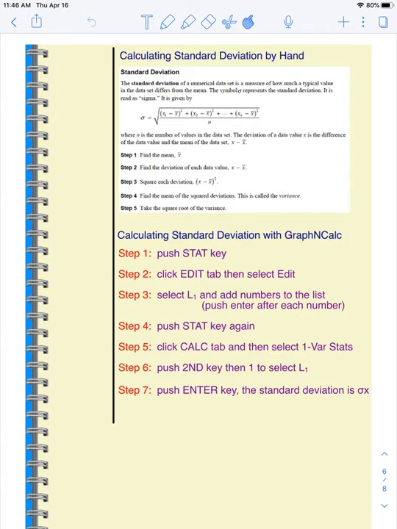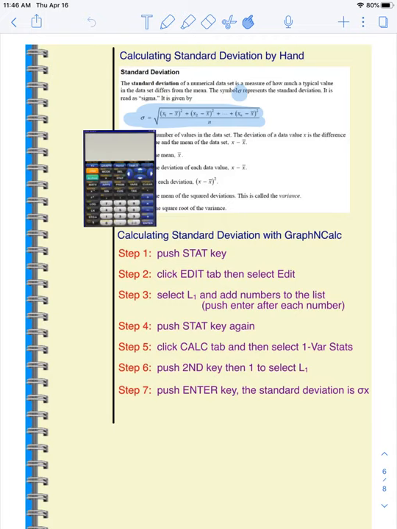This is going to be shown by this symbol in Graph and Calc, and you can use this fancy long equation to find the standard deviation, or you can have a calculator do it for you. We're not going to use that equation. We're going to make Graph and Calc do the work for us. So I included an image from Graph and Calc right above our steps, covering up the steps for the equation.